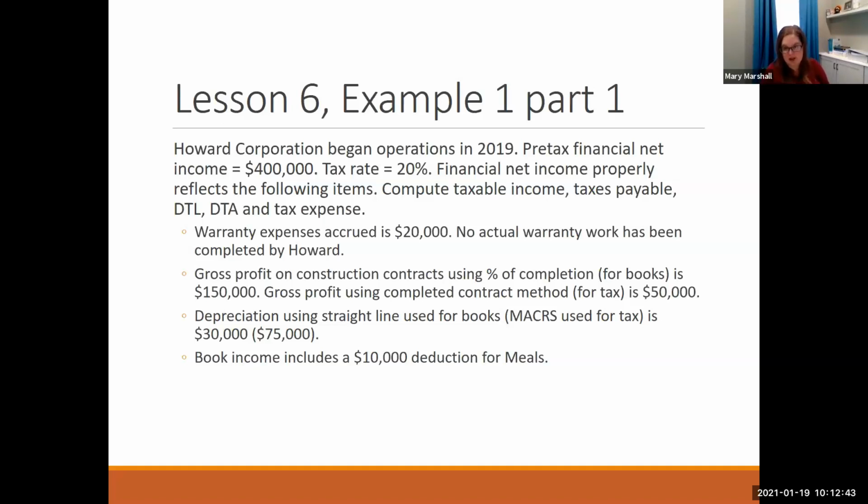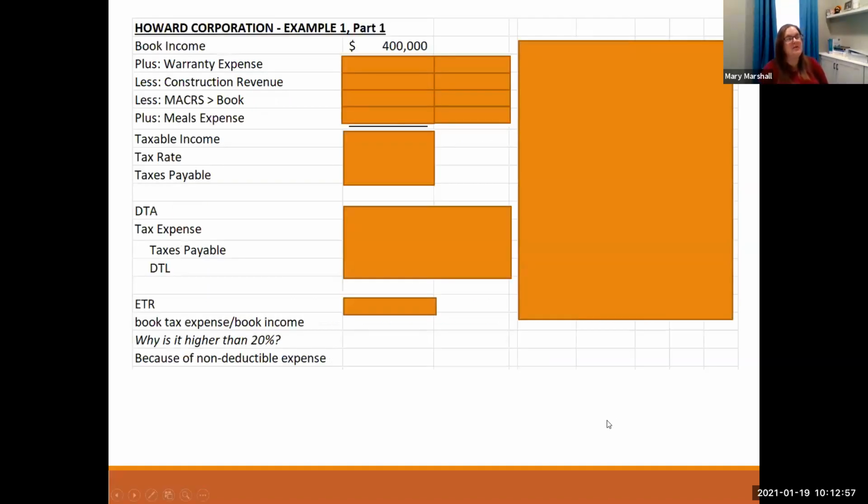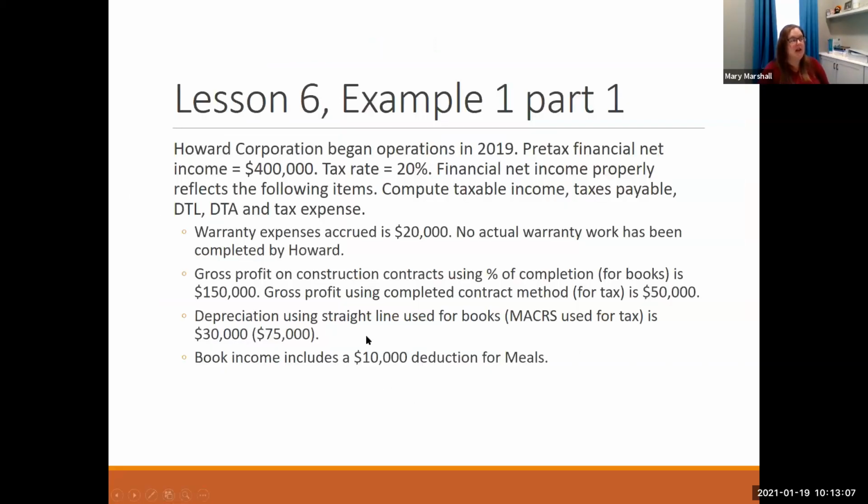What does it do to our entry? And then what is our effective tax rate? So book income is $400,000. You guys just have a blank slide so you can take notes on which part you want to. So we have that warranty expense, and it said that warranty expense is $20,000.